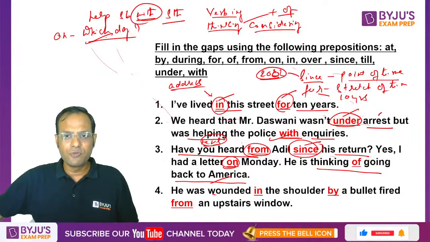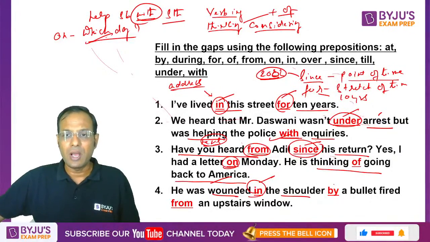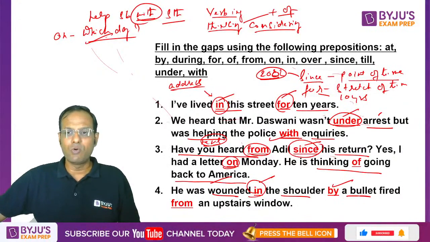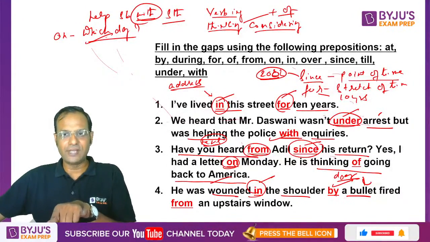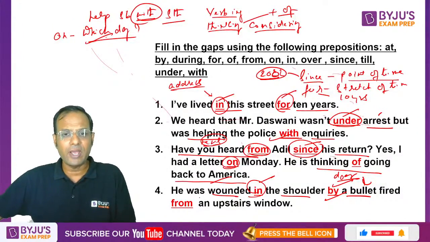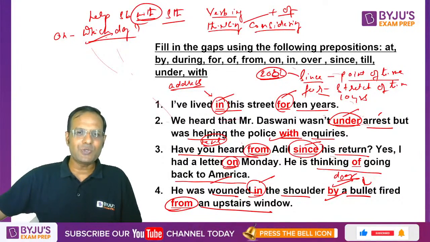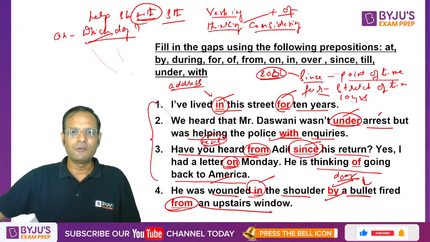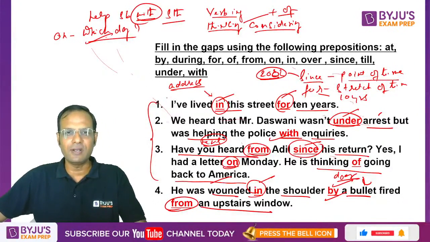Fourth one, he was wounded in the shoulder. This is the right preposition. You show the spot where he was wounded. He was wounded in the shoulder by a bullet fired. Now over here, the doer of the action is the bullet. That's why by a bullet fired from where? From an upstairs window. All right. So these were the prepositions to be used for these blanks. I hope the first two exercises were fun and we have very successfully completed the first four questions.